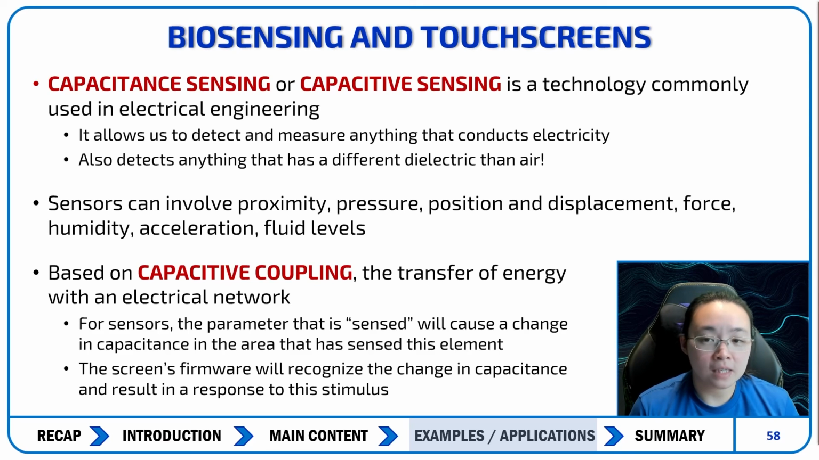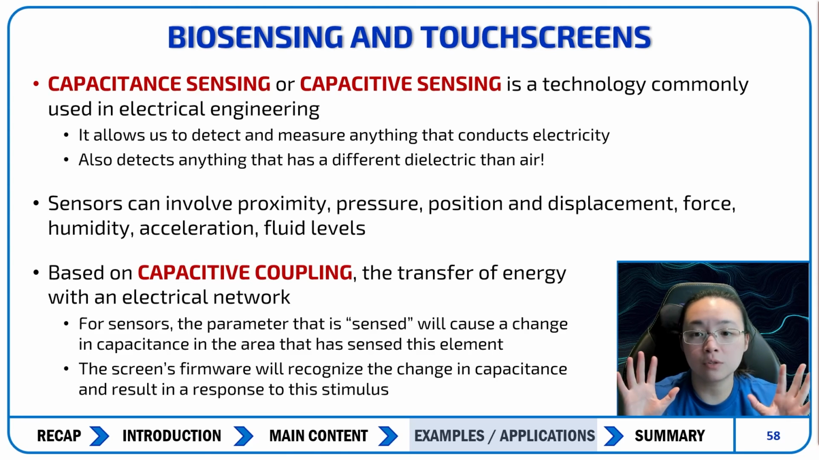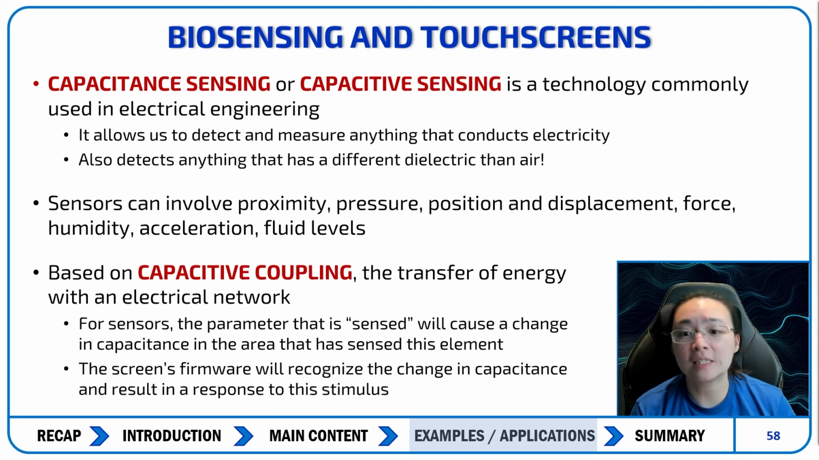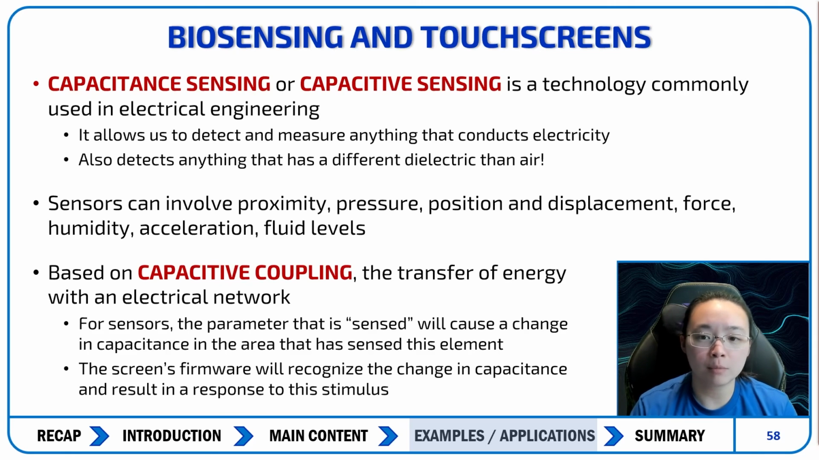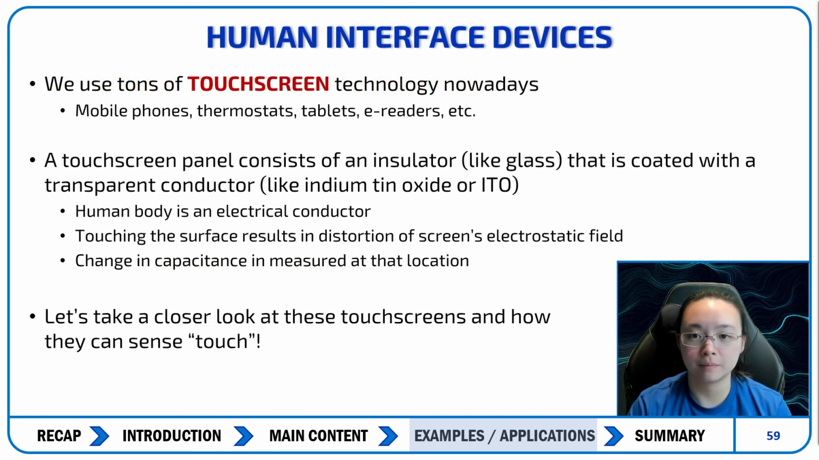So capacitance sensing is really based on capacitive coupling, which is the transfer of energy within an electrical network. So when we're talking about sensors, especially touchscreens, we can use our hands or our fingers because the human body is an electrical conductor, or at least some sort of dielectric. We can have charge. So for sensors, the parameter that is sensed is going to cause a change in the capacitance in the area that has sensed this element. The screen's firmware will then recognize the change in capacitance and result in a response to the stimulus. So let's take a look at how that happens.